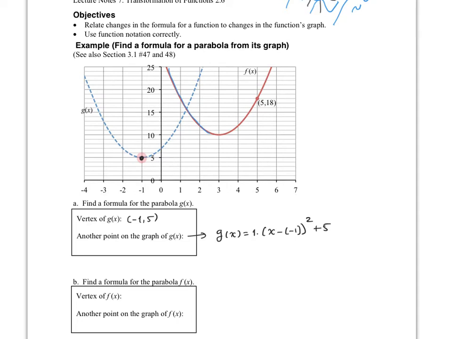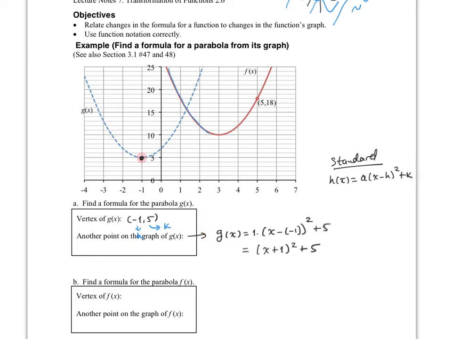Remember the standard form for a function, where the vertex is equal to a(x minus h) squared plus k. So in this case, this one is h and this one is k. Hence the equation for g of x is just (x plus 1) squared plus 5, which again you can see this is the minimum value.